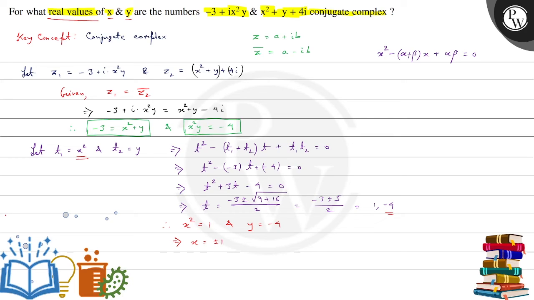Therefore question क्या था? For what real values of x and y are these two numbers conjugate complex? Hence our solution is very simple. We have x = +1 or -1, y = -4. This is the answer to this particular question. I hope you understood the solution well. Best of luck.